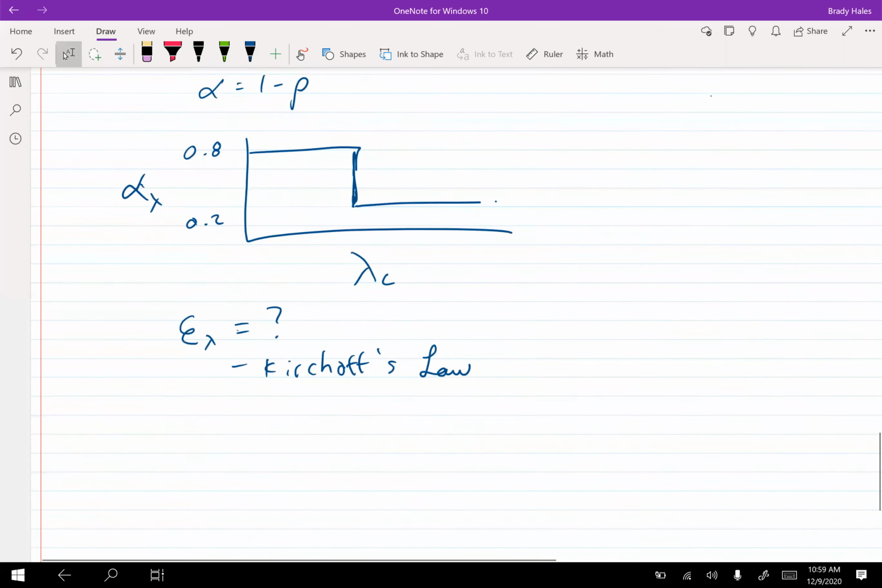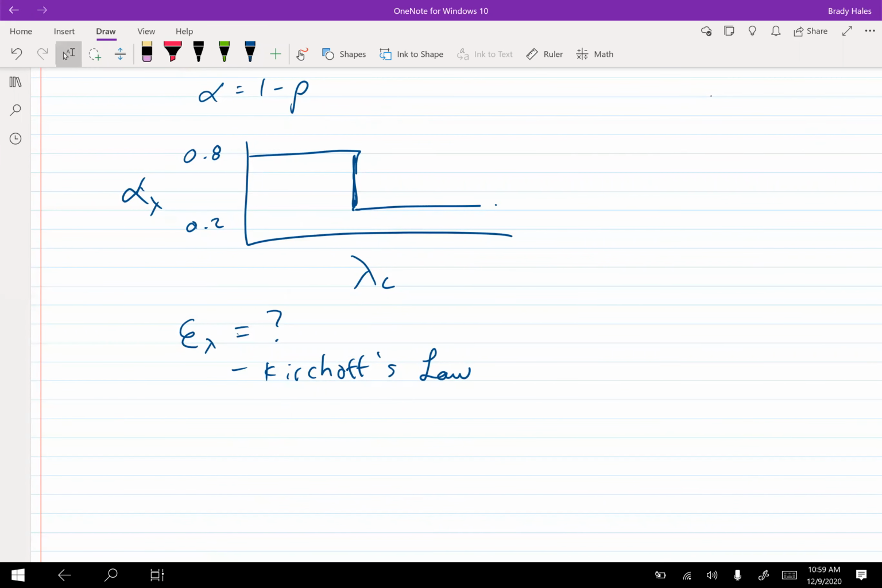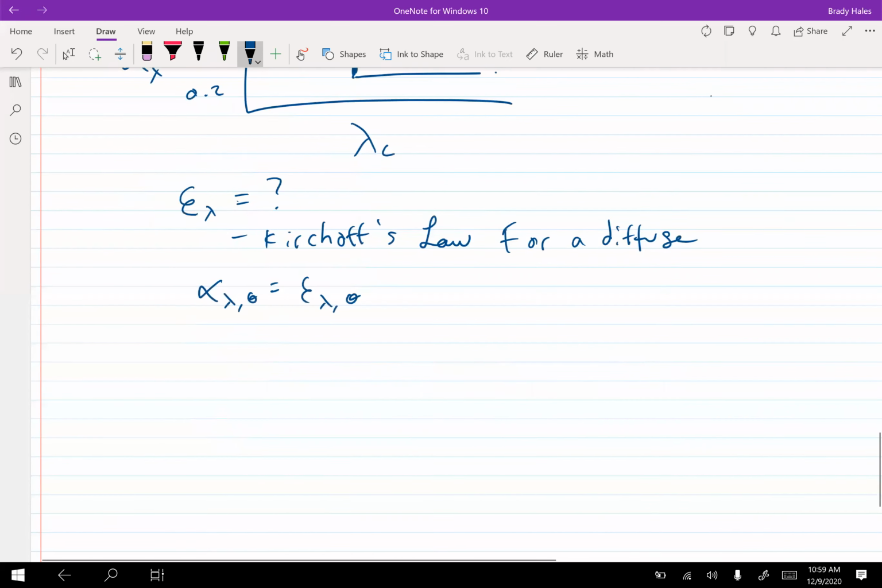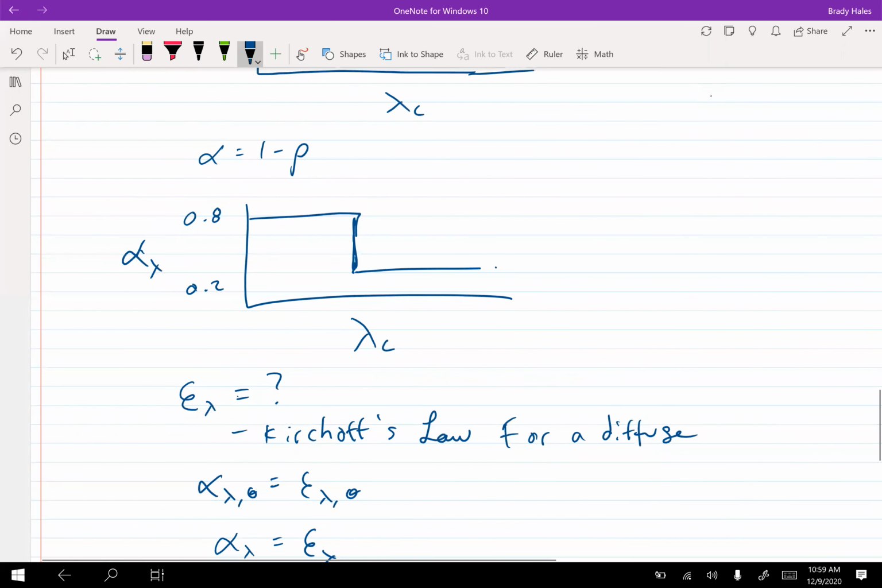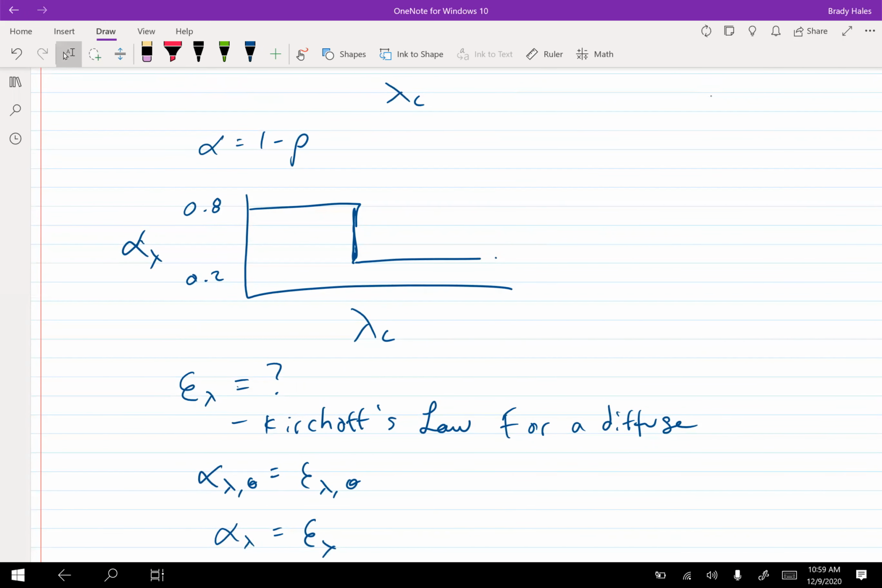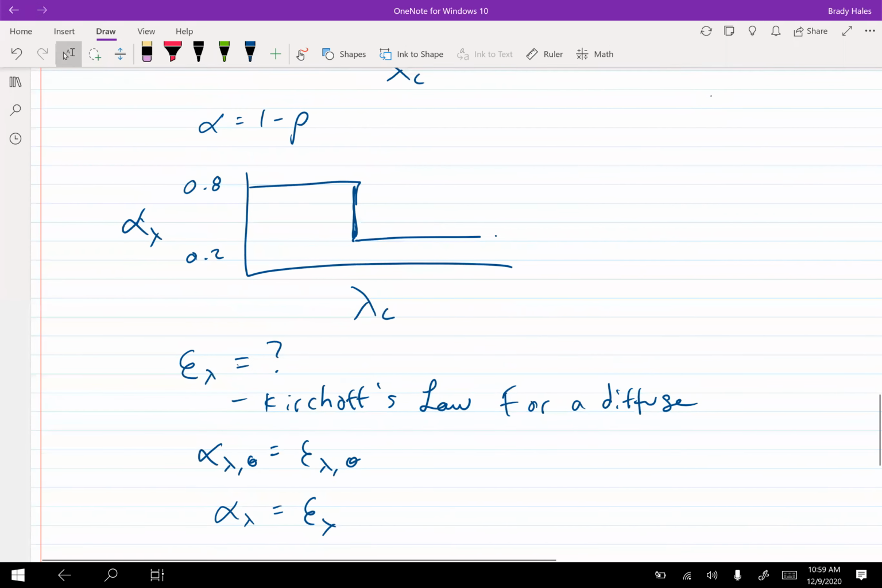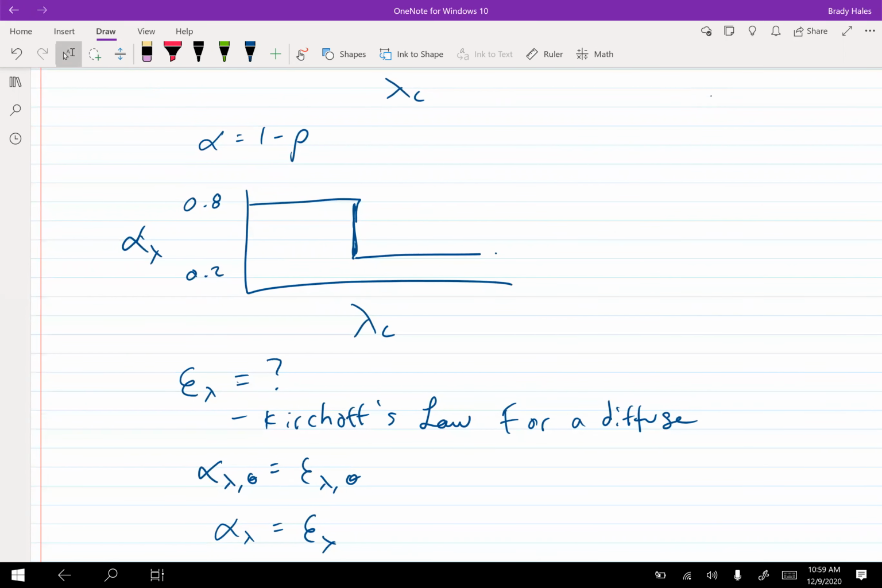In this case, many times down here, coming back to this, most of the time in ME 340, we're given a diffuse surface that is not necessarily gray. So in this case, let's apply Kirchhoff's law for a diffuse surface. Okay, so let's remember that alpha lambda theta is equal to epsilon lambda theta. If it's diffuse, erase the thetas. Alpha lambda is equal to epsilon lambda. And you already have a graph for alpha lambda, and it's going to be the exact same graph for epsilon lambda. The spectral absorptivity equaling the spectral emissivity.